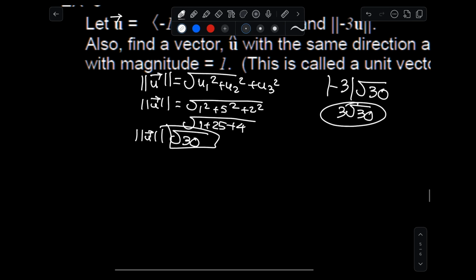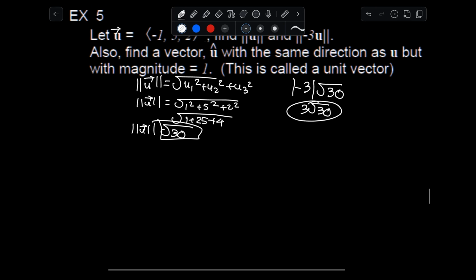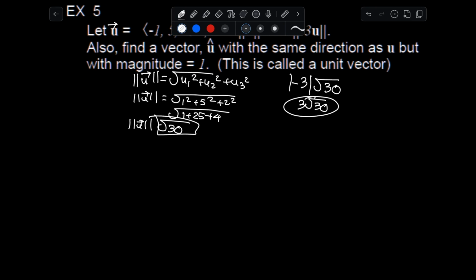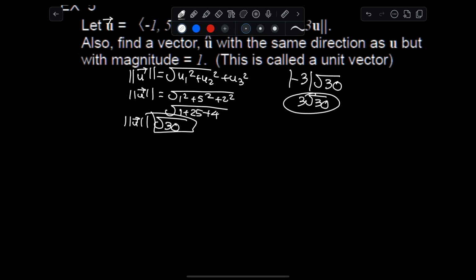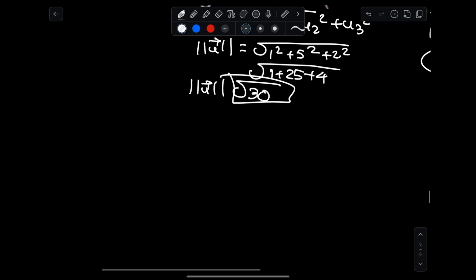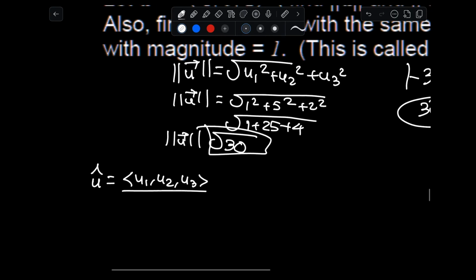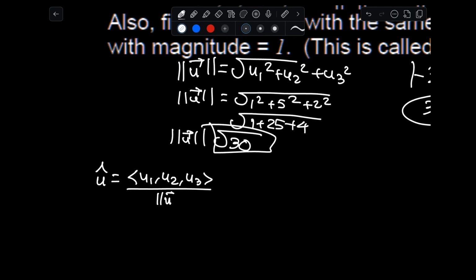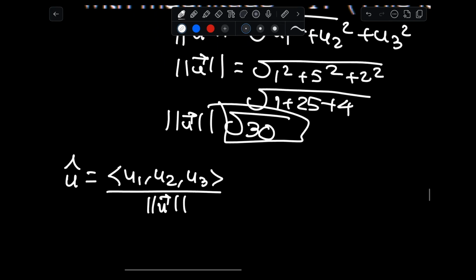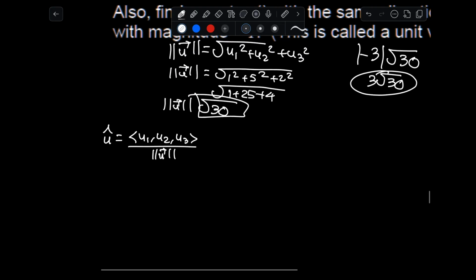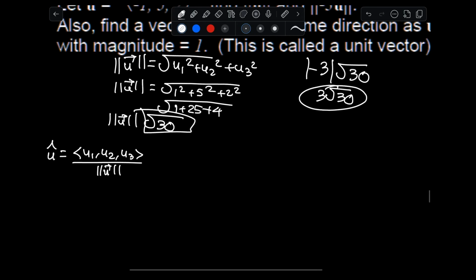And then solving for a vector u hat with the same direction as u, but with magnitude equal to 1. This is called a unit vector. So a unit vector is just a vector with magnitude 1. And the formula for this is a really useful formula to know in calculus 3. It's going to be u1, comma u2, comma u3 over the magnitude of u. I don't want to write it out in full, but essentially this is going to give you a vector of magnitude equal to 1.